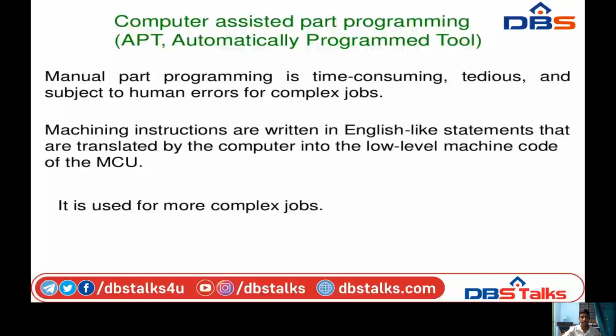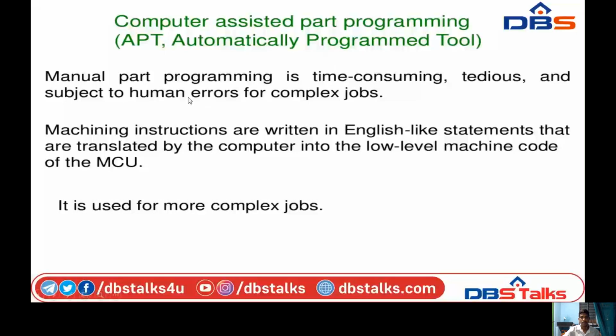Then compare manual part programming with the automatically programmed tool, or automatic programming, or CNC part programming. There is a difference between those two. The first method is manual part programming, the second method is CNC part programming. In manual part programming human involvement is there, but in CNC part programming or the APT method human involvement is less, in the ratio of 80% automatic and the remaining 20% manual by the programmer.